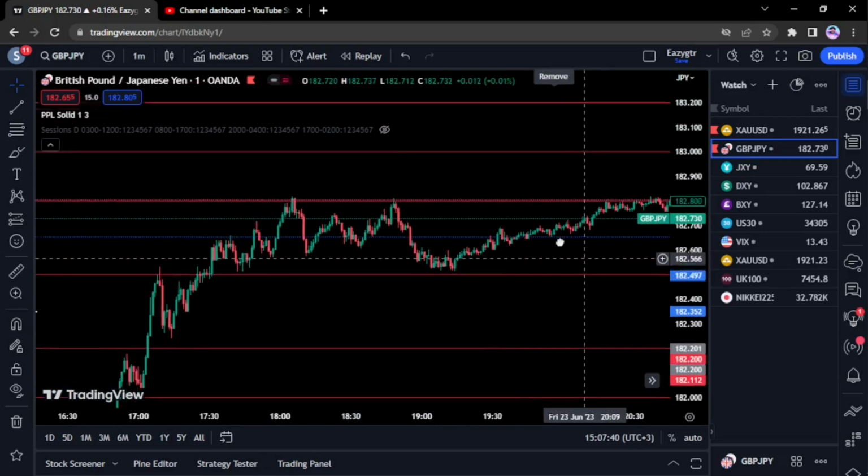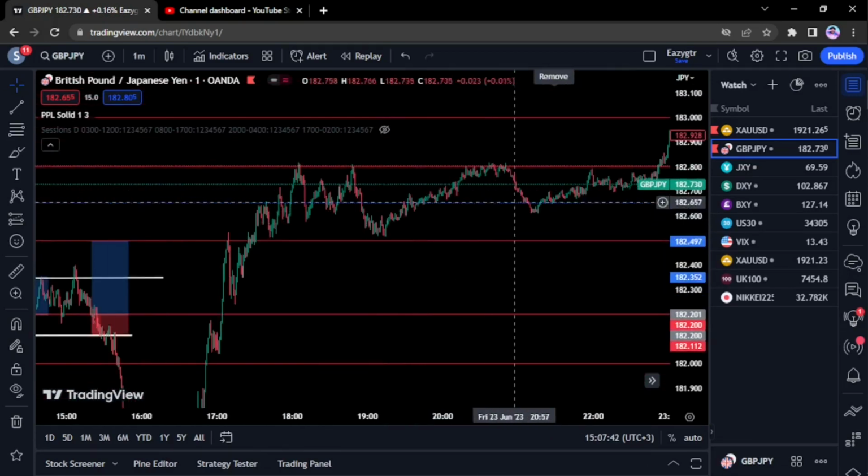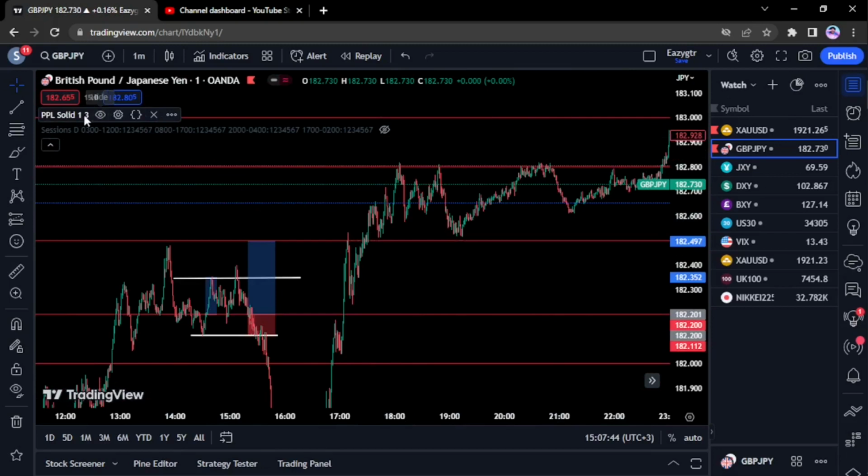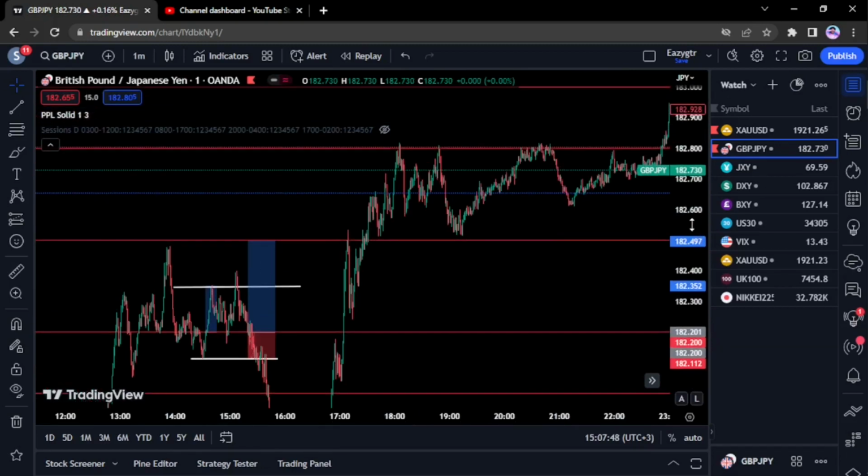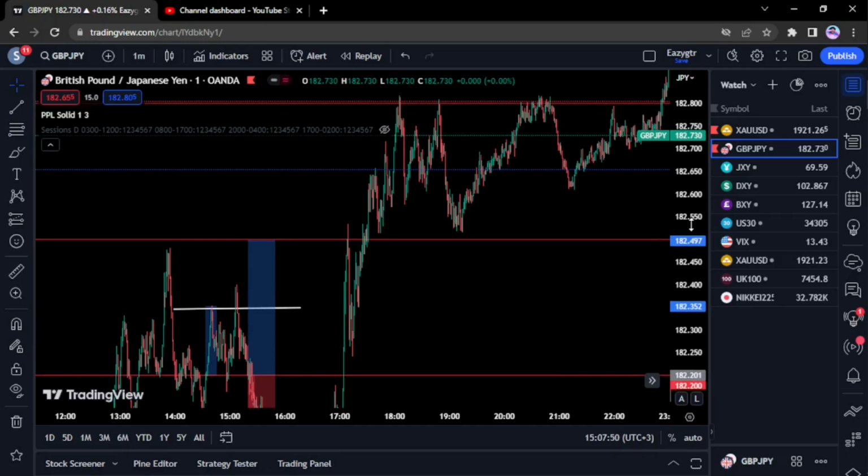This is where I look to execute on the PPLs. So if you're wondering how you get these PPLs, it's simply this indicator here, or you could just plot it, because it's just the 0.500 level, 0.800 and 0.200. Those are the Japanese yen price psychological levels.